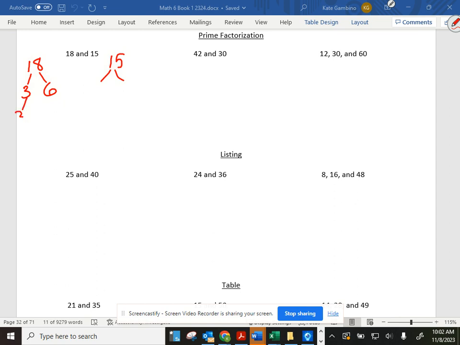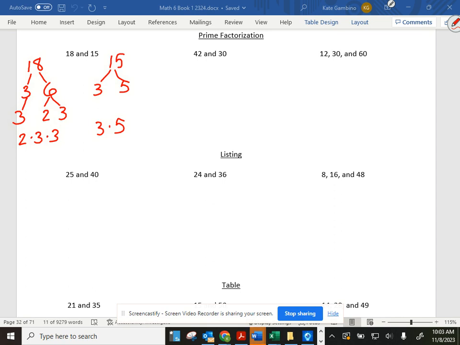Is 3 a prime number? Yeah. So we're going to just bring that 3 down again. Is 6 a prime number? No. What can I break the 6 into? Madeline? 2 and 3. So my prime factorization is 2 times 3 times 3. So now I have to do 15. What can I break 15 into, Madeline? 3 and 5. Is 3 a prime number? Is 5 a prime number? Yeah, so I can't break it anymore. So my prime factors there are 3 and 5.